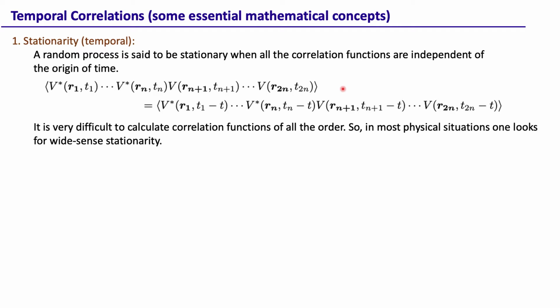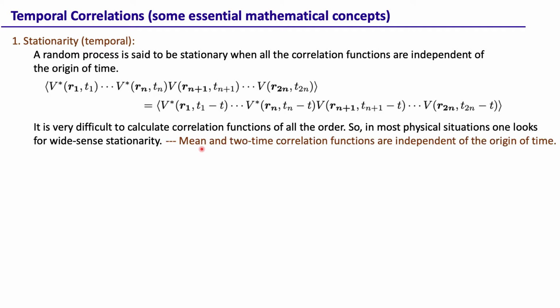Usually, experimentally, it is very, very difficult to calculate all the correlation functions of all the orders. So in most physical situations, one looks for wide sense stationarity. Now, what is wide sense stationarity? In the wide sense stationarity, one only asks for the mean and two-time correlation functions to be independent of the origin of time. So as long as the mean and the two-time correlation function are independent of the origin of time, we call it stationary, or rather wide sense stationary field.